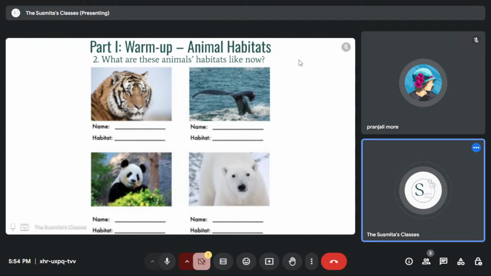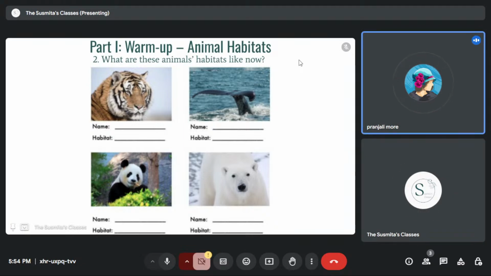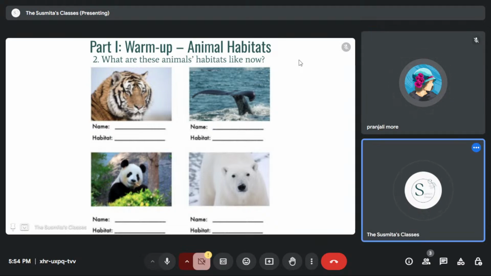What are these animals' habitats like now? मतलब अभी उनके habitats कैसे हैं? If you know about these places, you don't know that much. Okay, no problem. Next, what problems are these animals facing? Do you have any idea about that part?